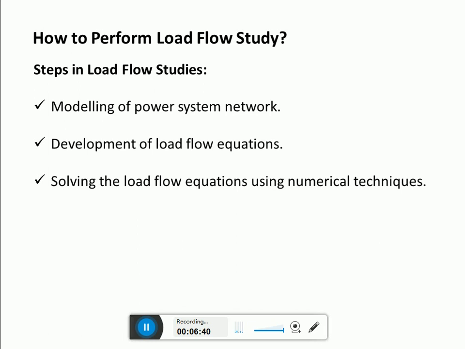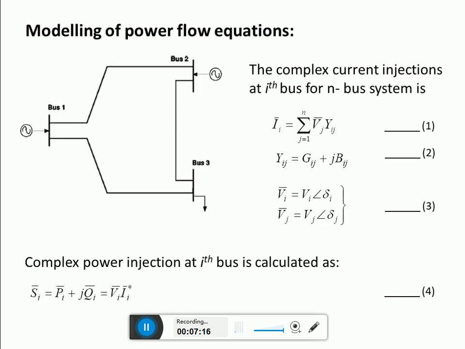Now, how to perform a load flow study or load flow analysis? First of all, we should have a power system network for which we will do the load flow analysis. So modeling of the power system network is necessary. Then next, development of the load flow equations is necessary. And once we have the load flow equations, by solving the equations we will be able to get the information of all these electrical parameters. So here, moving forward, what are the power flow or load flow equations?